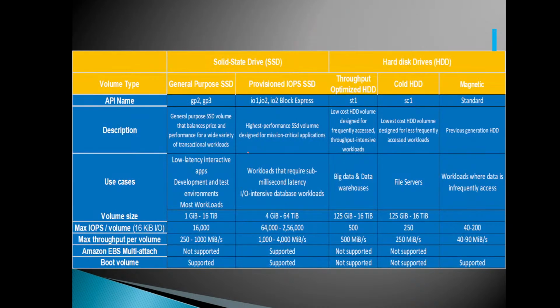So let's summarize all of this in one chart. You can see SSD, you can see HDD. SSD full form is solid state drive, HDD is hard disk drive. These are flash drives, these are magnetic drives. Volume types: general purpose, provisioned, throughput, cold storage, and magnetic. Short names: GP2, GP3, IO1, IO2, IO3, IO2 Express, then ST1, ST2, SC1, SC2, and standard.